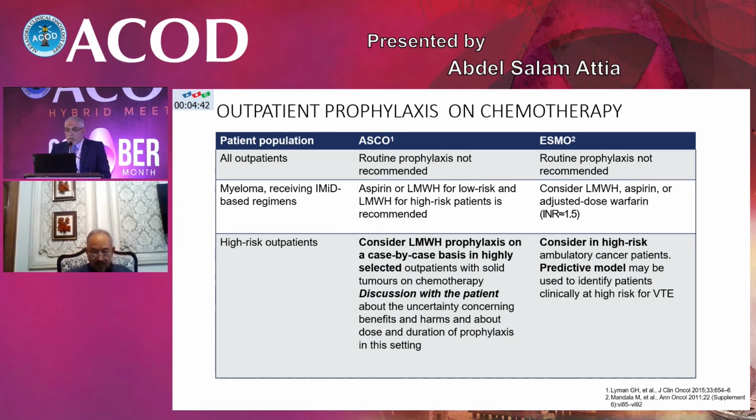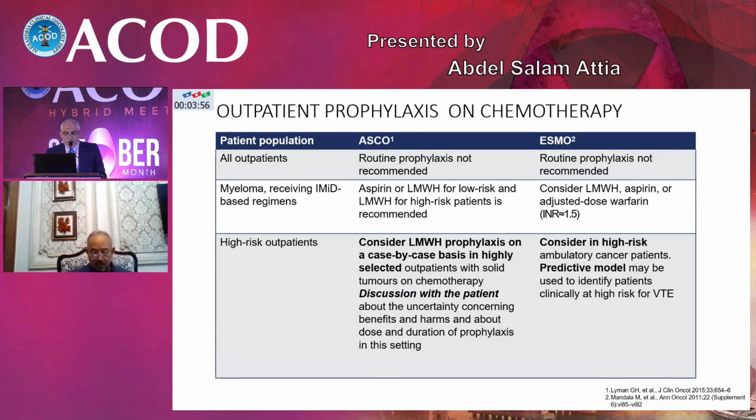For patients on chemotherapy, both ESMO and ASCO do not routinely recommend prophylaxis if the patients are outpatients. While in patients with myeloma receiving Revlimid therapy, aspirin or low molecular weight heparin is recommended for low-risk patients, and low molecular weight heparin for high-risk patients. The same for ESMO, they consider low molecular weight heparin or aspirin or adjusted dose warfarin.